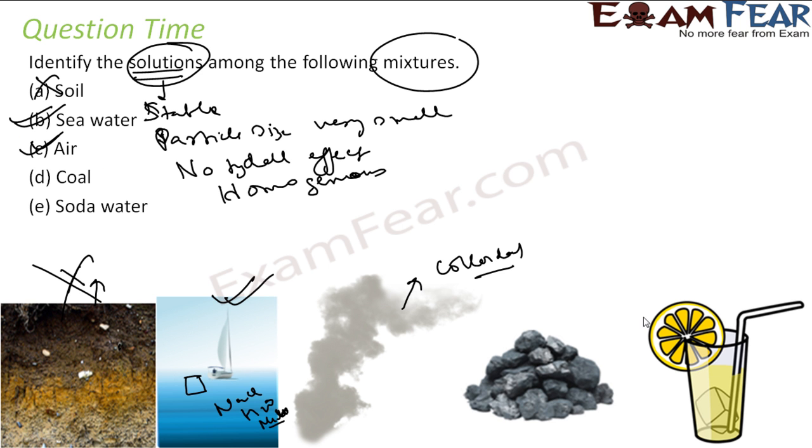Coal. Coal, if you see, has so many particles, right? Coal has carbon and so many impurities, and they are all heterogeneous. If you take some coal from here and some coal from there, it will have different composition. So coal is not a solution. Soda water, yes. Soda water has soda and water, and it has carbon dioxide also in it, and it is totally mixed properly. It is a homogeneous solution, so yes, it is a solution.